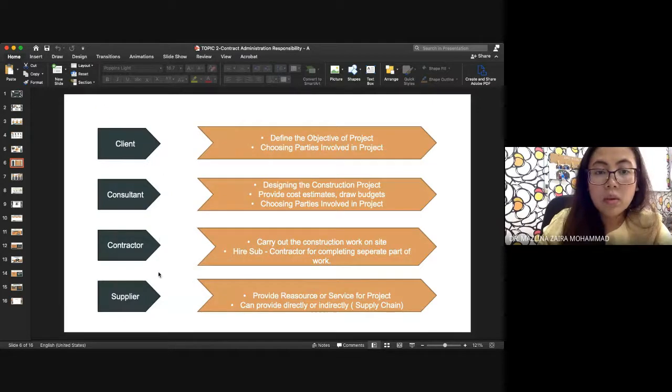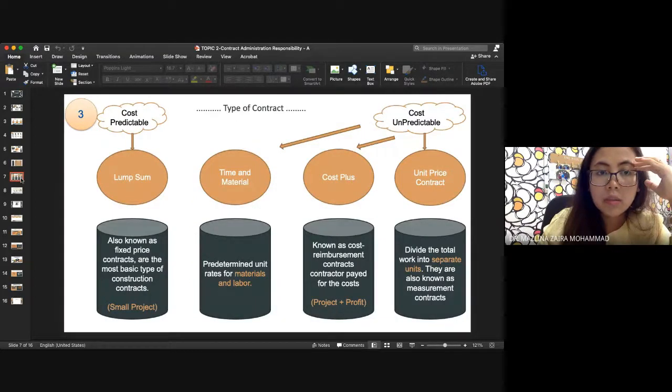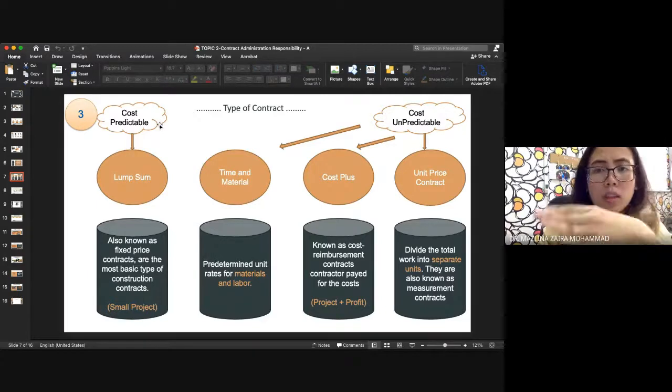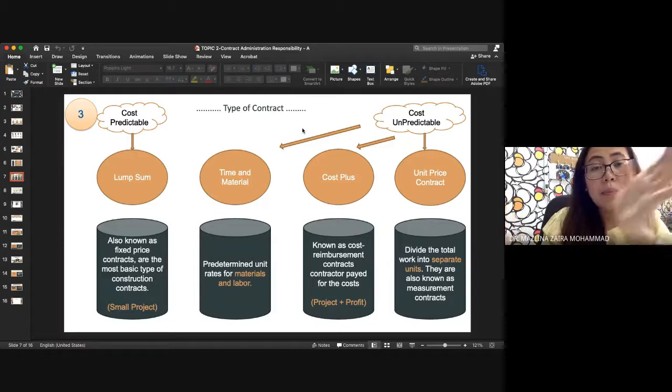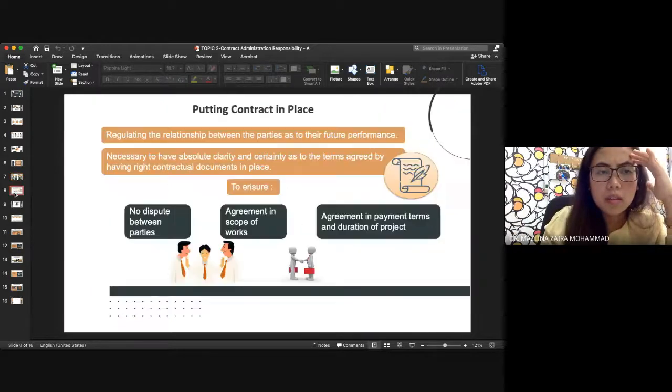You can see their roles here. Next is the type of contract that you must understand. This is another topic we will explain in detail, but in this topic you have to understand these kinds of things, like the design-bid-build contract, for example. They already include the other parts in detail.